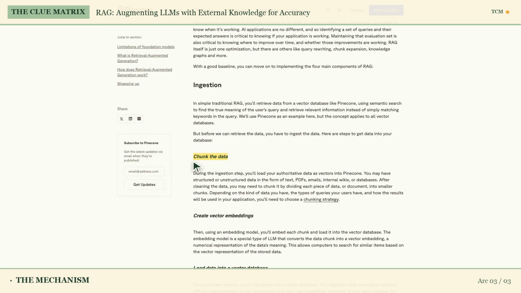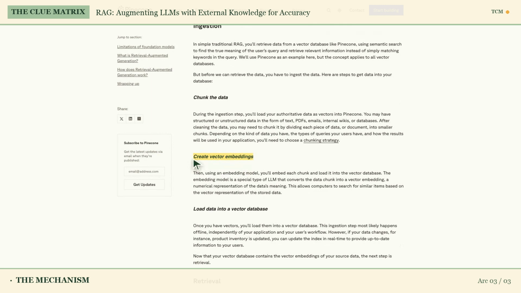Then you create vector embeddings for each chunk. An embedding model, which is a specialized LLM, converts each text chunk into a numerical vector. This is where that transformer knowledge comes in. We're representing text as dense vectors, capturing its meaning numerically.